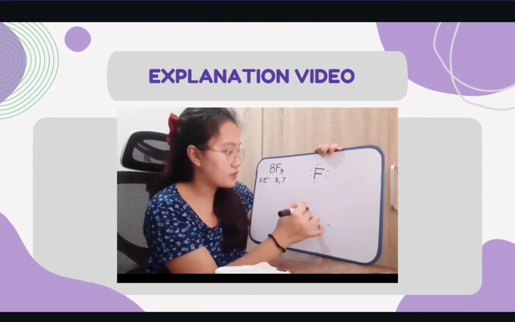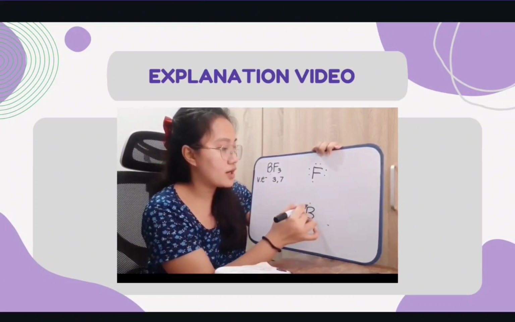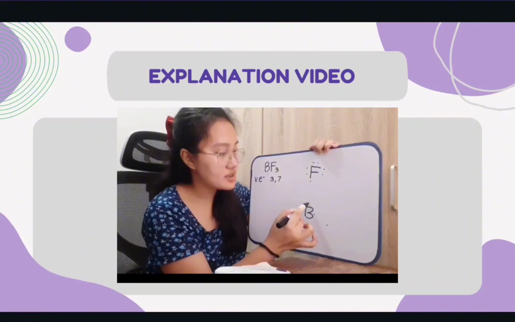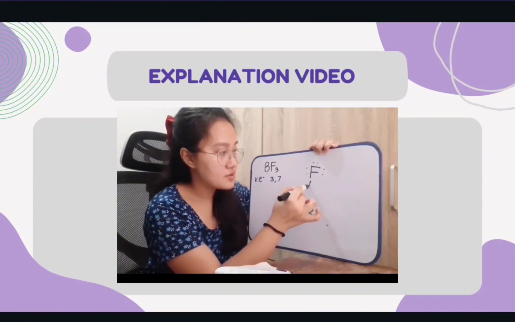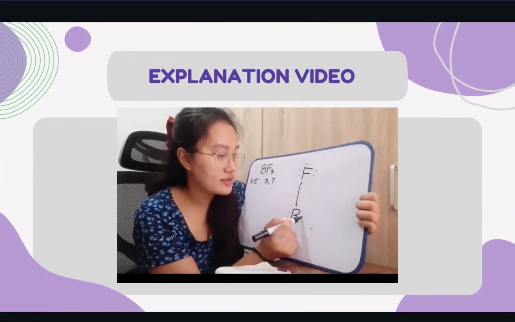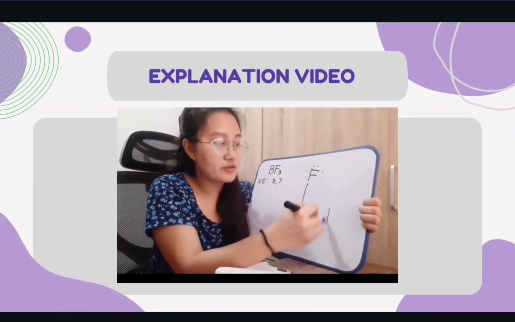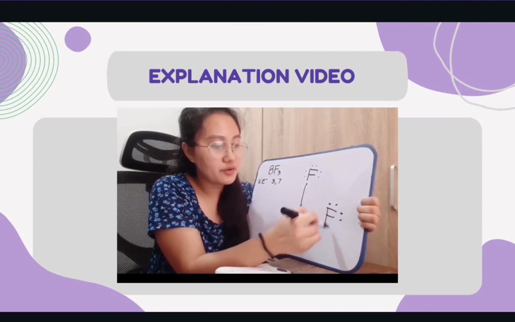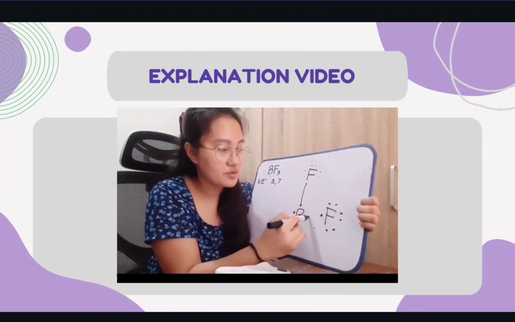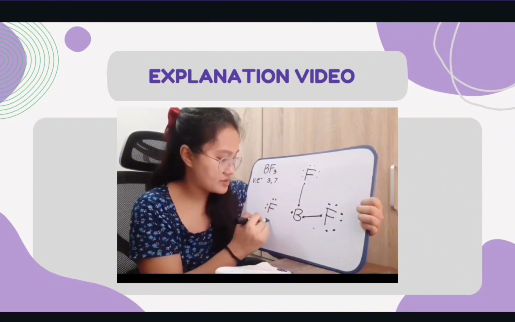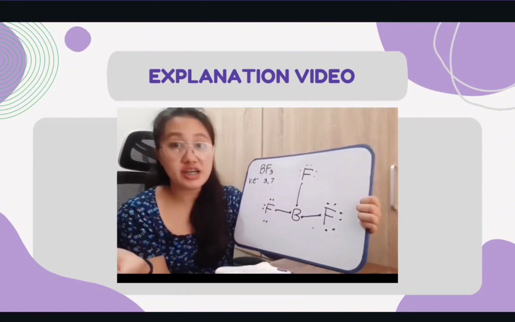So, ang ating boron naman ay mayroong 3: 1, 2, 3. Okay, and then, syempre, kung mayroong isa dito at shinare niya doon, tinignan natin. And then, another fluorine, dahil tatlo yung fluorine, 1, 2, 3, 4, 5, 6, 7. So, share natin. And another fluorine, 1, 2, 3, 4, 5, 6, 7. So, ganyan yung structure niyan.